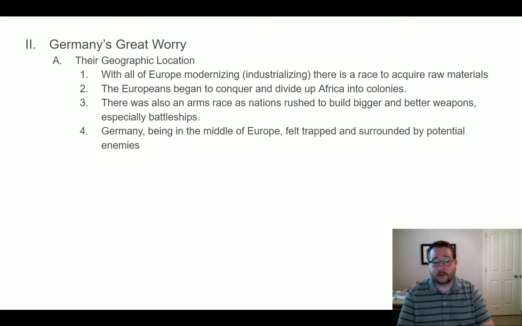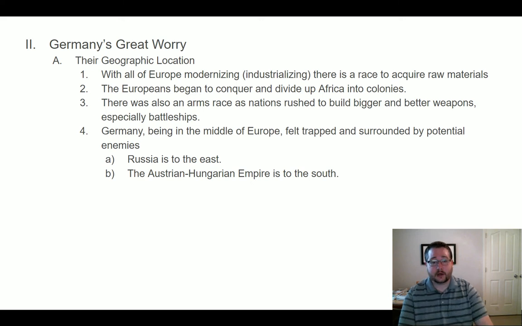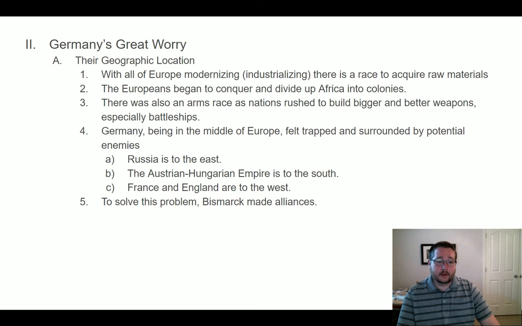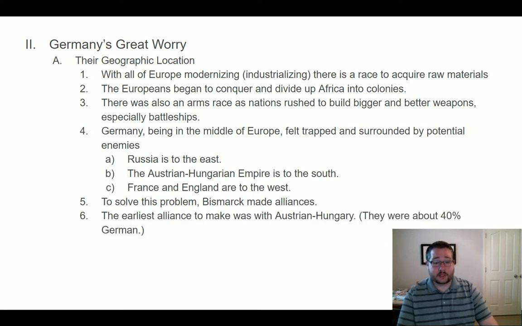And they are, essentially. You've got England to the north, you've got France there to the west, and then you've got Russia to the east. Okay, and the Austro-Hungarian Empire is to the south. To solve this problem, Bismarck made alliances with other nations. Okay, Austria-Hungary is kind of an easy win for making an alliance because culturally they're very similar to Germany.